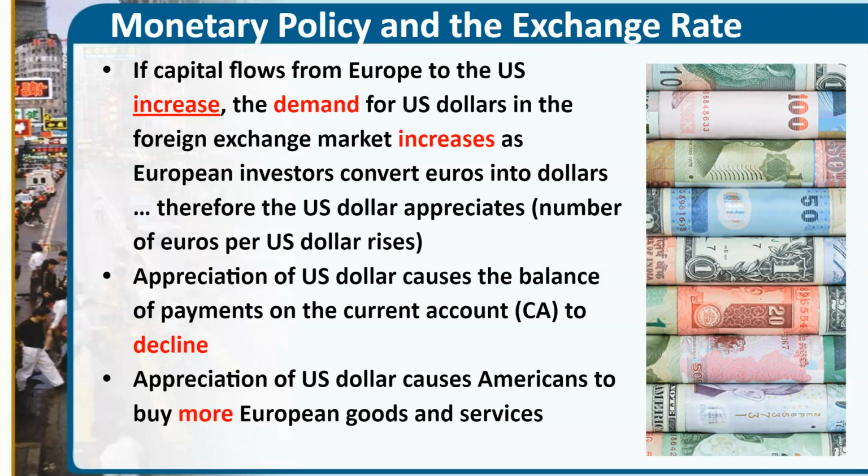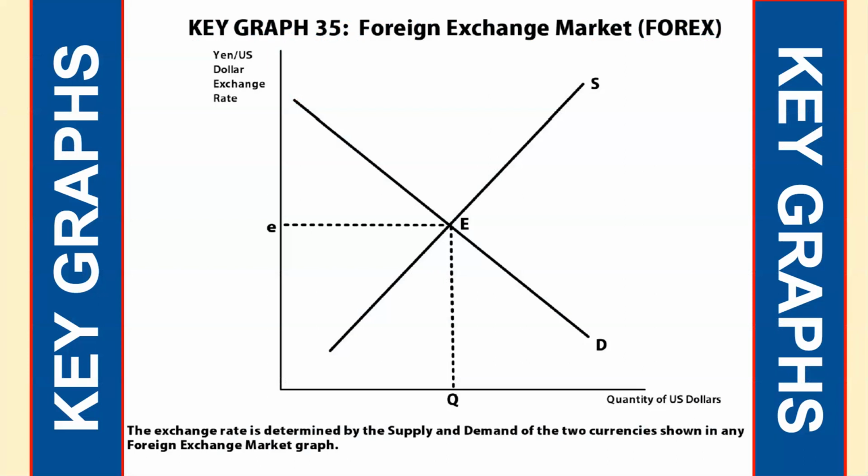So as the demand for dollars increases, you're going to see an appreciation of the US dollar. That is going to lead to a decline in the current account, an increase in the financial account. And that would lead us to buy more goods and services, more current account items from other countries. And that leads us to key graph 35, which is the foreign exchange market, upward sloping supply curve, downward sloping demand curve. Notice on the vertical axis we have the yen to the dollar exchange rate, and the quantity of US dollars is what we're looking at on the horizontal axis. They meet at equilibrium, an international exchange rate that we see here at lowercase e, and a quantity of US dollars in terms of those funds here at Q.